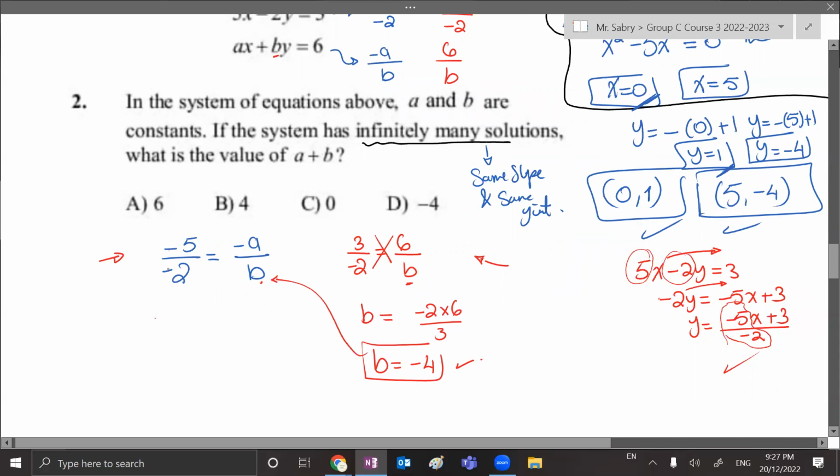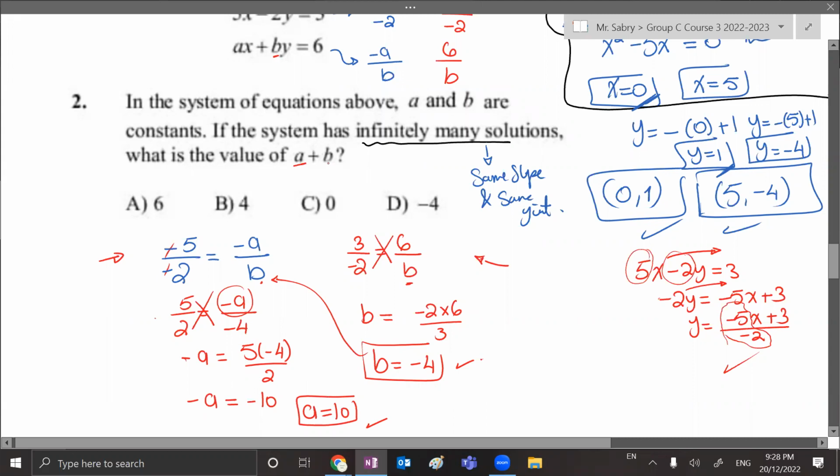So بقى عندي النيجاتيف دي هتشيل النيجاتيف دي كده كده, فبقى عندي 5 over 2 equals to negative a over negative 4. If I need to find that a, هعمل cross multiplication. So negative a is equals to 5 times negative 4 divided by 2, which means negative a is equal to negative 10, which means positive a equals to positive 10. I now have the a and the b. He needs me to find a plus b, which means it's 10 plus negative 4, which means the answer here is 6. So the answer is A.